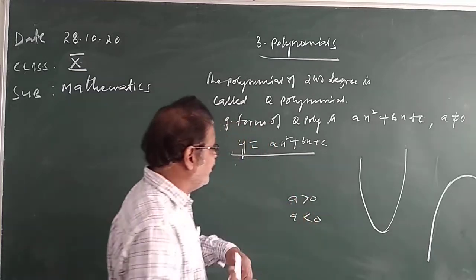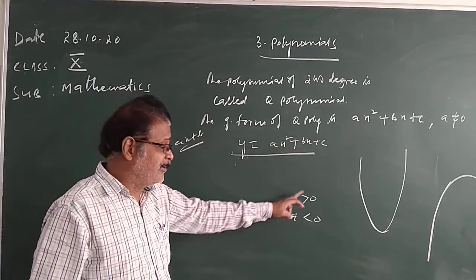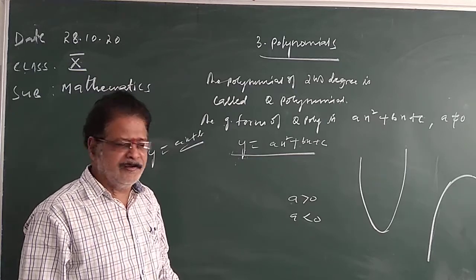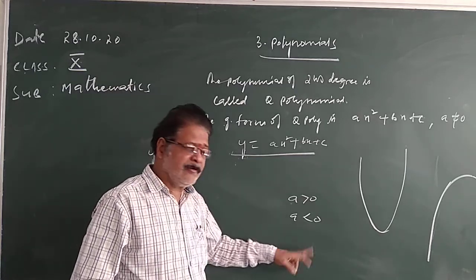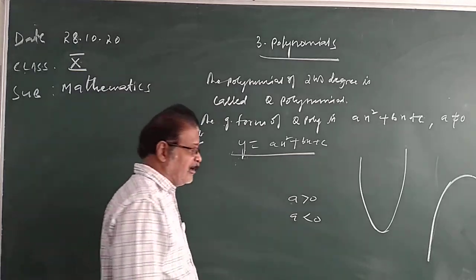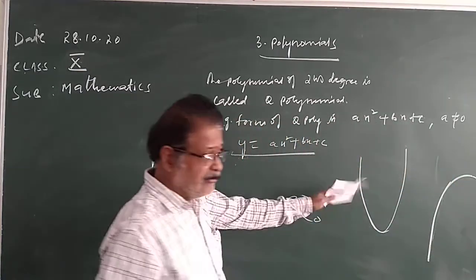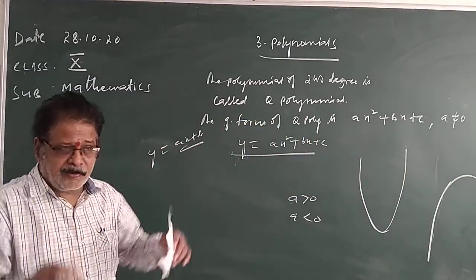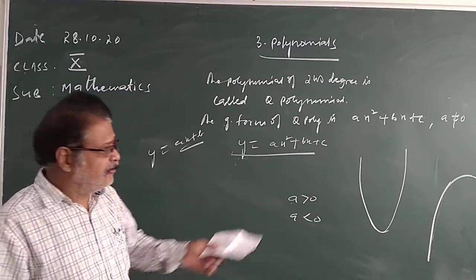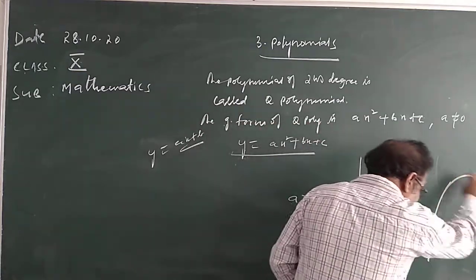Here a is the coefficient of x square. If it is greater than 0, it means all positive values. If a is less than 0, it means all negative values. When the coefficient is negative, the curve will come downwards. When you draw the graph of the corresponding equation y is equal to ax square plus bx plus c, we will get these curves. It may open upwards, it may open downwards.